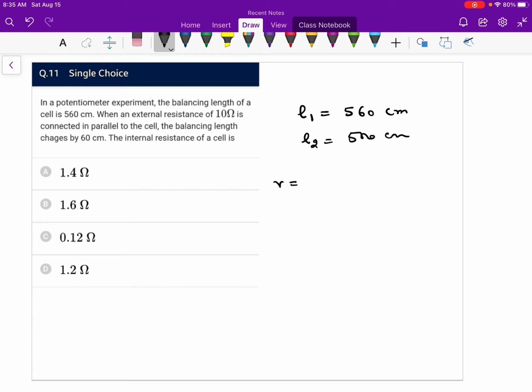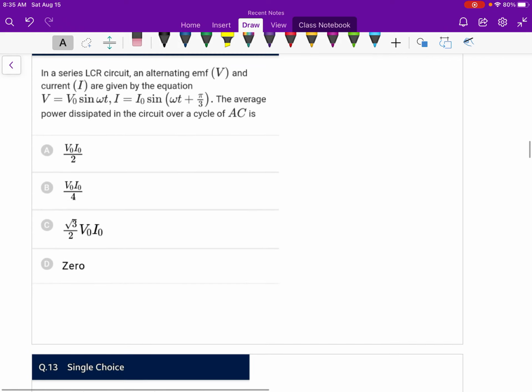We have the formula, small r is L1 by L2 minus 1 into capital R. So that is 560 upon 500 minus 1 into capital R, which is 10. So this is 6 by 50 into 10, which is 60 upon 50, 6 by 5, 1.2 ohm. So 1.2 ohm is the correct option.